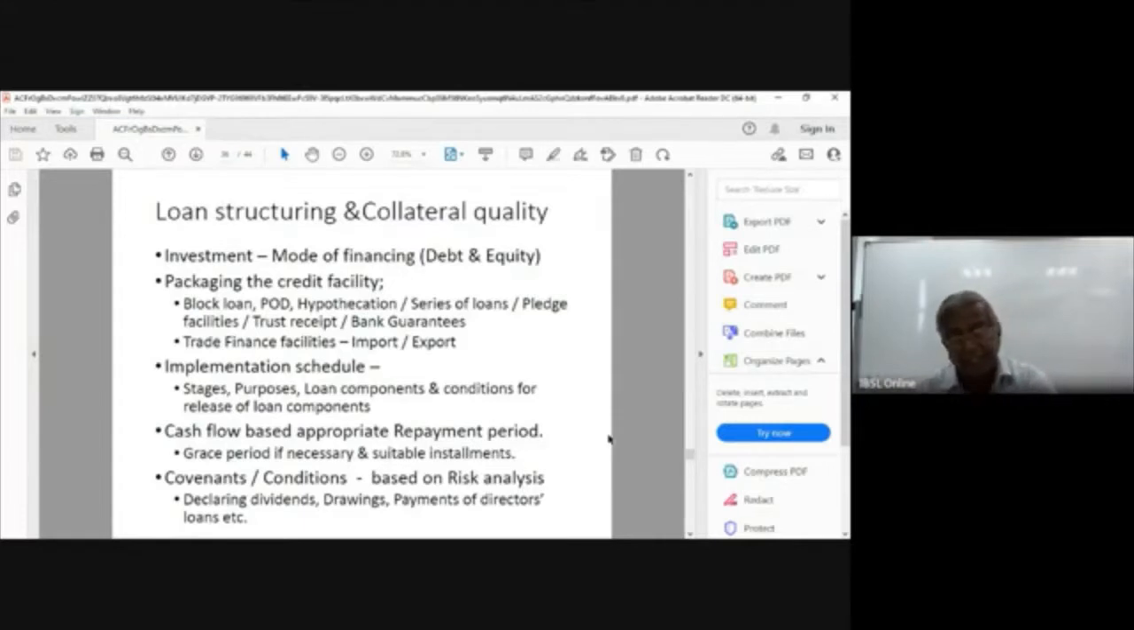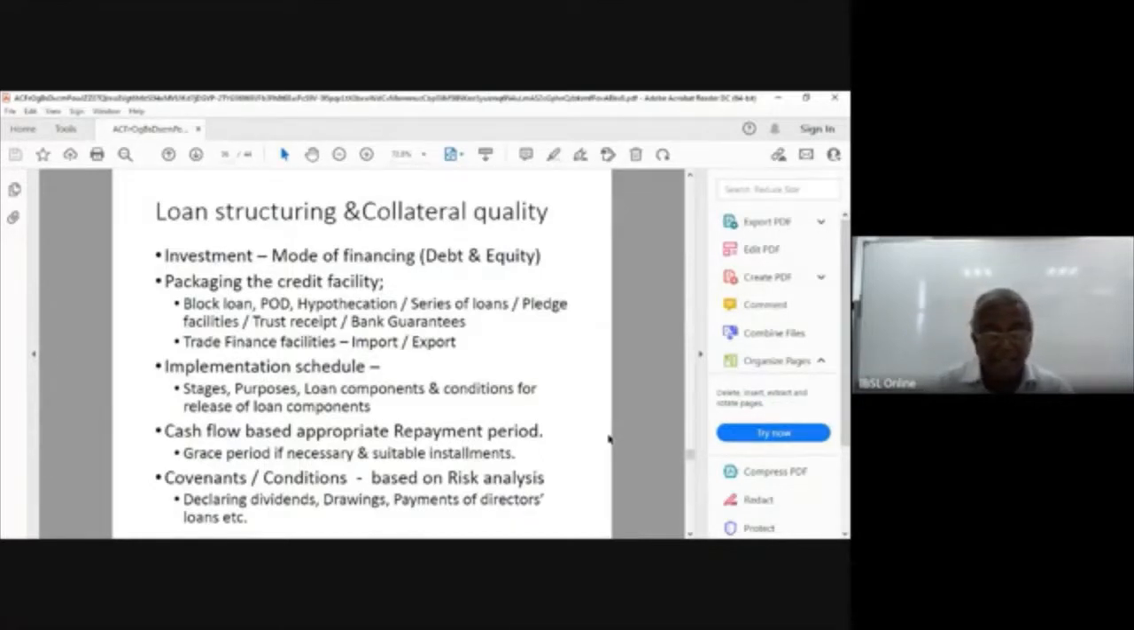Then for the working capital, if the customer is importing raw material, or importing and then processing and exporting the item, based on that, various trade finance facilities you can give. Maybe a hypothecation loan facility you can give. If the customer is importing raw material continuously, periodically, then you can consider a series of loan facilities or revolving credit facilities. Both are similar in meaning. Or if the customer is purchasing raw material, then in the case of paddy milling, you can consider a pledge loan facility. Even for export, you can give a pledge loan facility, or trust receipt facilities you can give.